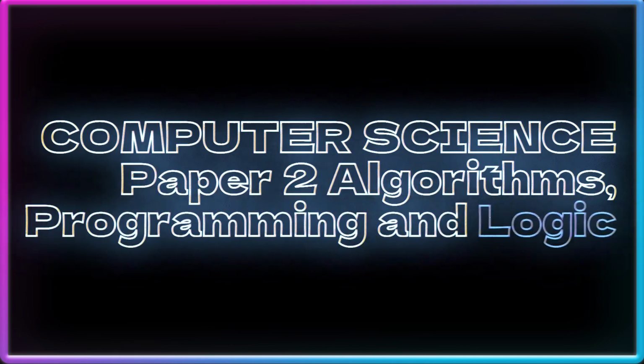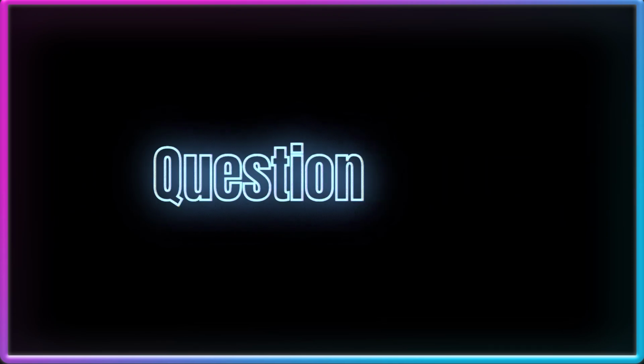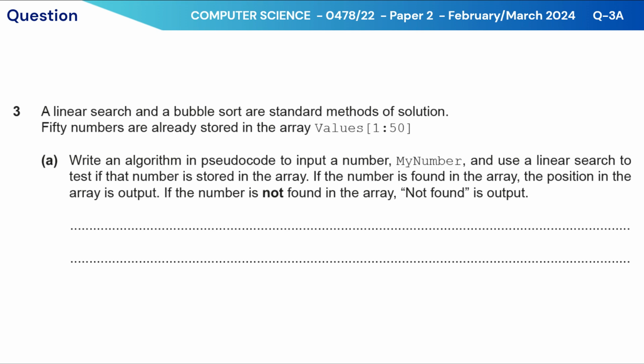Today we are going to solve question 2 part B of the 047822 February-March 2024 past paper. The question is, a linear search and a bubble sort are standard methods of solution. 50 numbers are already stored in the array values 1 to 50.